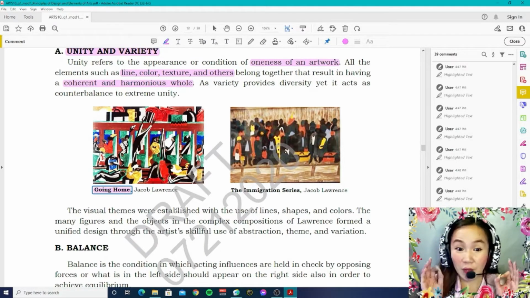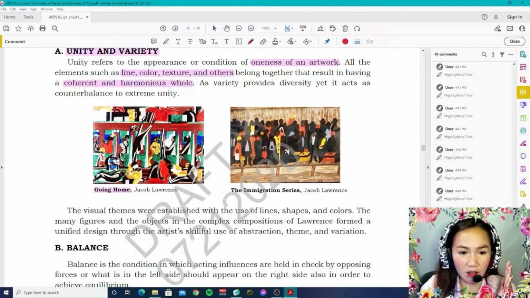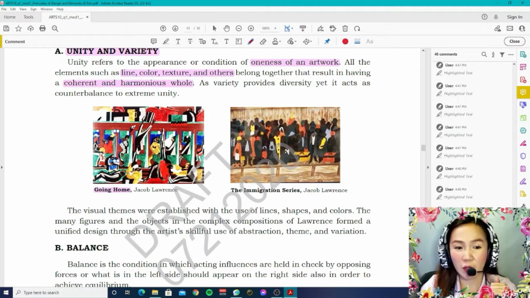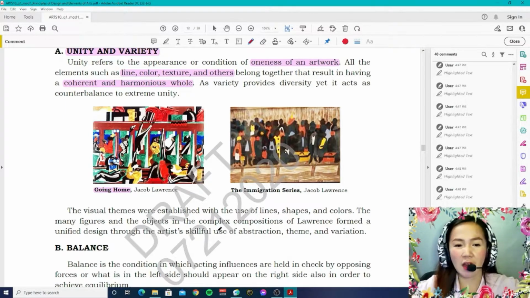Kita ninyo na we have lines. Kita nyo may mga vertical lines made by this chair. Kita nyo? Ayan. Meron din tayong horizontal line. Yung cabin ng train, di ba? Now, kita nyo na marami siyang ginamit.